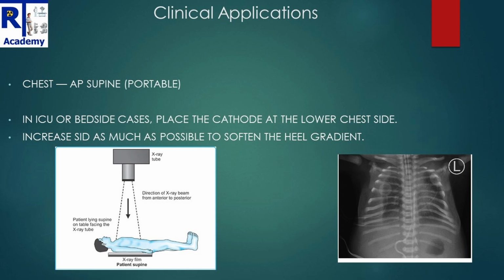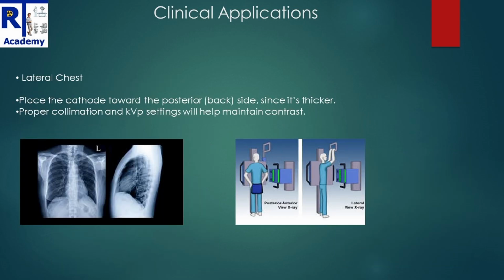16. Chest. AP supine portable. In ICU or bedside cases, place the cathode at the lower chest side. Increase SID as much as possible to soften the heel gradient. 17. Lateral chest. Place the cathode toward the posterior backside, since it's thicker. Proper collimation and kVp settings will help maintain contrast.